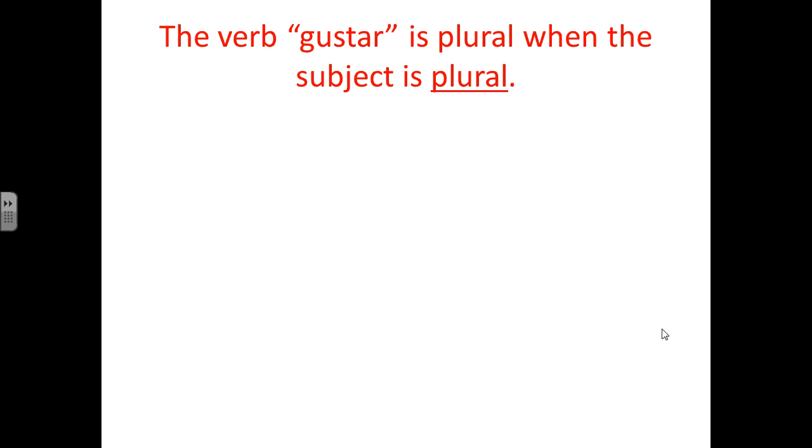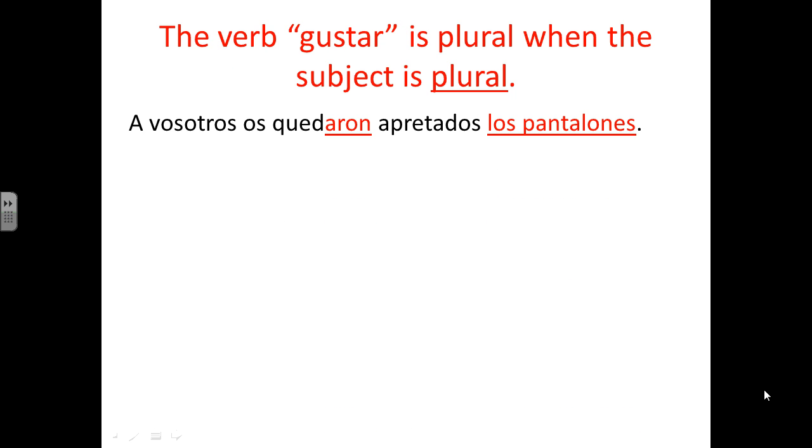The verb gustar is plural when the subject is plural. A vosotros os quedaron apretados los pantalones. So here, a vosotros goes with os. Do you really need a vosotros? Not really, but it's up to you. Quedaron goes with los pantalones. Los pantalones is plural, so quedaron has to be plural. You notice that we have this in the preterite. It doesn't matter what tense we use. The same thing: third person singular, third person plural.